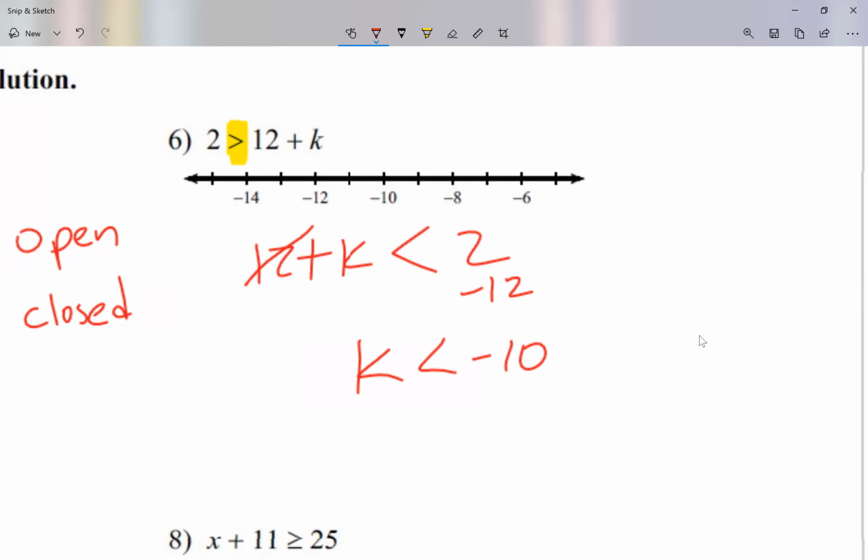Now, if I ask you to graph this, I'm going to circle negative 10. I'm not going to fill it in. It's going to be an open circle. Now the inequality looks like an arrow pointing to the left. So I go to the left. All those numbers are the numbers that are less than -10.